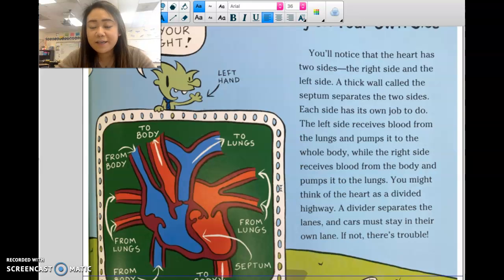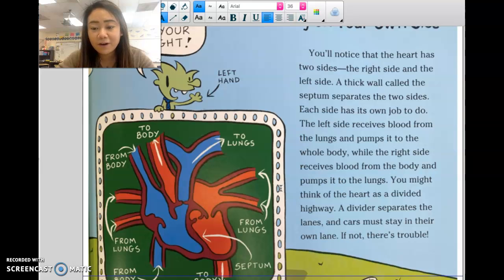You'll notice that the heart has two sides, the right side and the left side. A thick wall called the septum separates the two sides. Each side has its own job to do. The left side receives blood from the lungs and pumps it to the whole body, while the right side receives blood from the body and pumps it to the lungs.